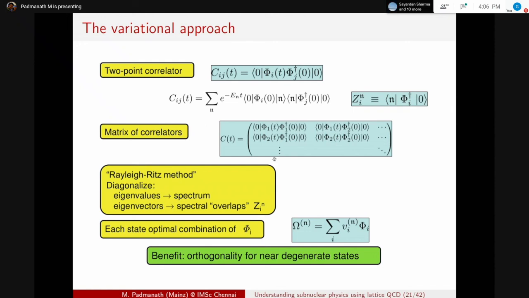So this is what is depicted here. We construct a matrix of correlation functions and solve the eigenvalue problem for this matrix, from which we get eigenvalues, which give you the information about the energy spectrum, while the eigenvectors give you information about the quantum numbers of these states.